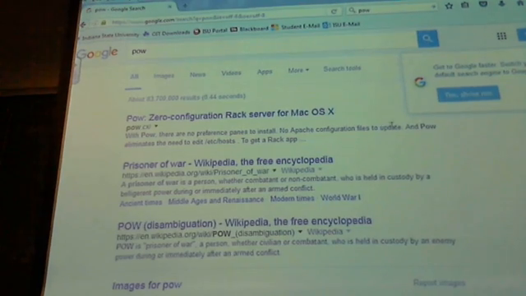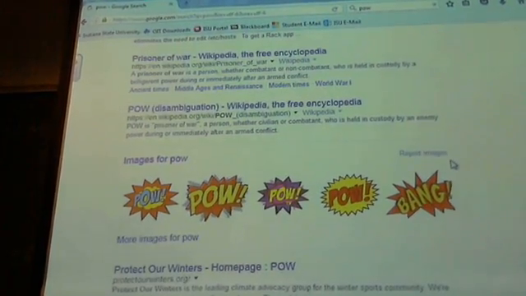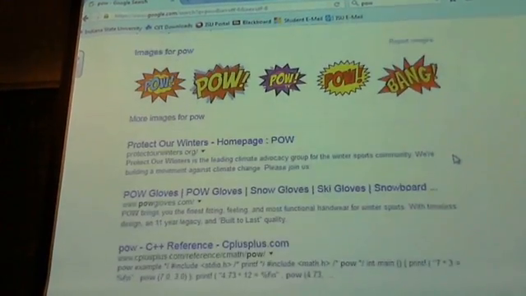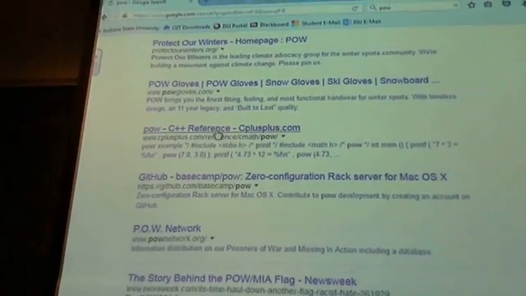Zero configuration, prisoner of war. Okay, so I pronounce it POW. If it's a prisoner of war, it's a POW, right? POW, C++ reference. Fine.